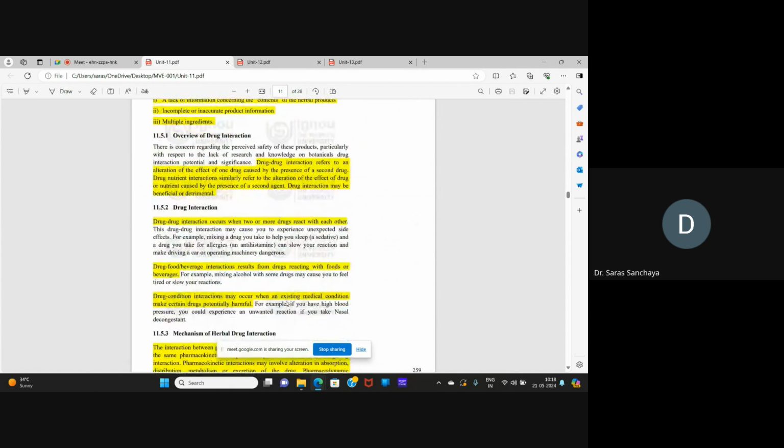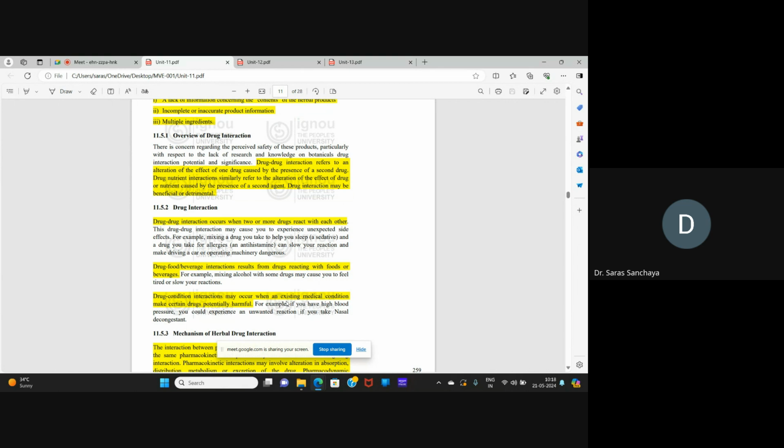Then, overview of drug interaction. Drug to drug interaction refers to an alteration of the effect of one drug caused by the presence of a second drug. Drug nutrient interactions similarly refer to the alteration of the effect of a drug or nutrient caused by the presence of a second agent. Drug interaction may be beneficial or detrimental.